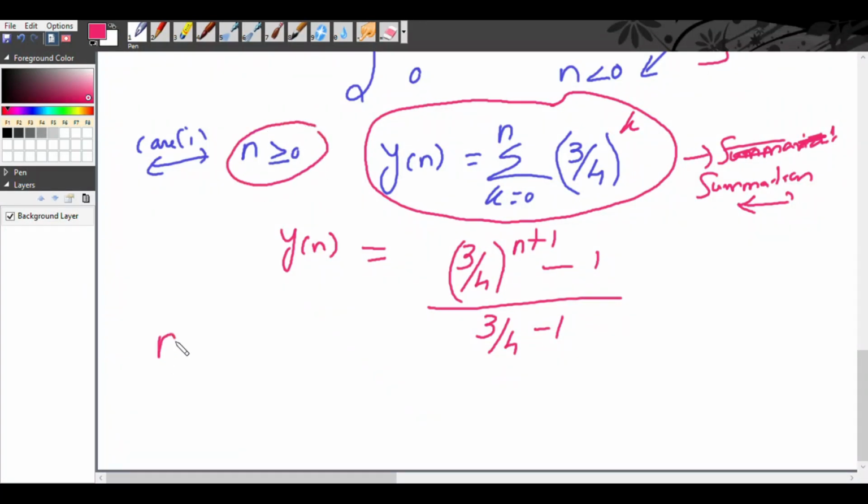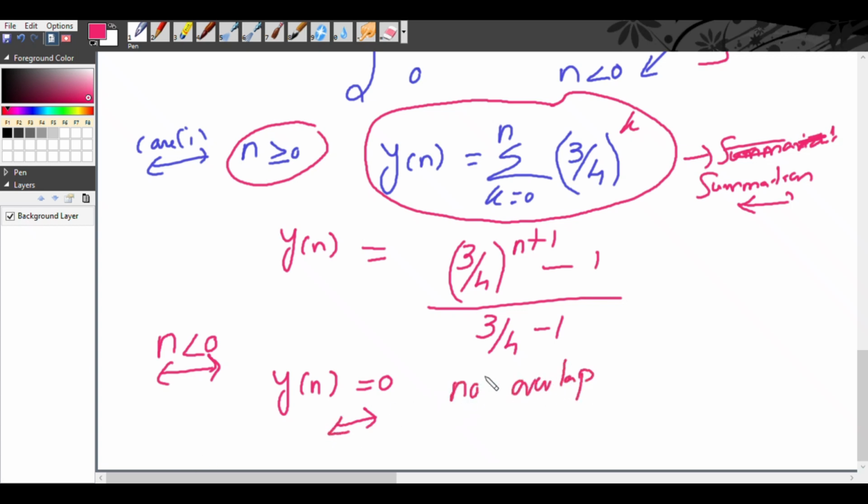For n lesser than 0, I thought I would give it as homework. Okay, no issues, I almost completed. Let me complete this. So for n lesser than 0, y of n is equal to 0 because there is no overlap.